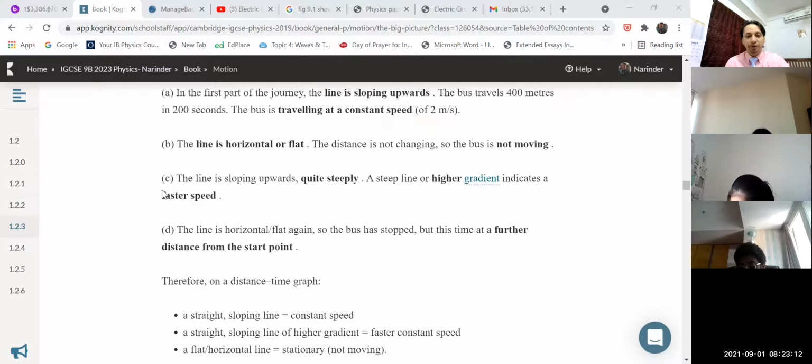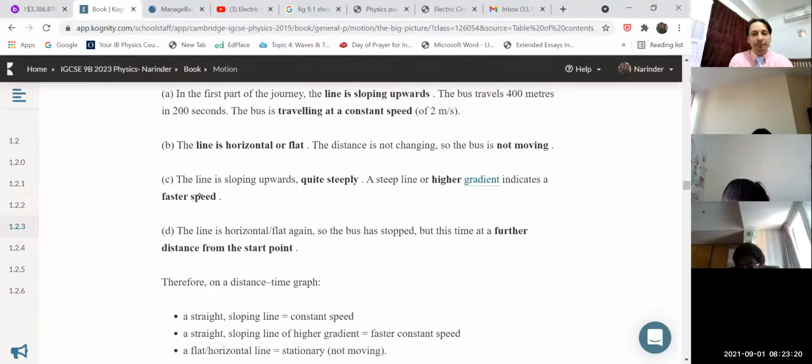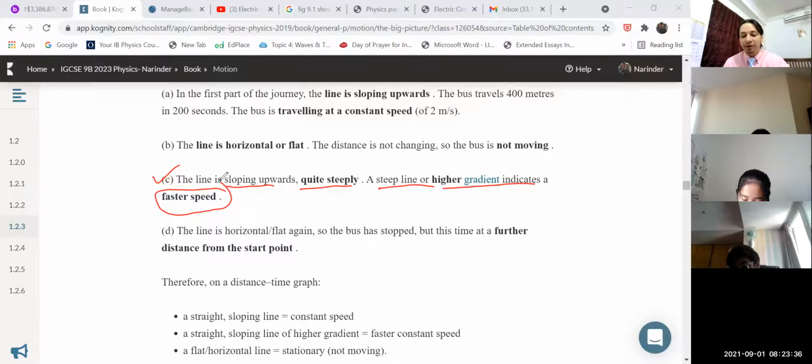And now let me go down here to show you point number 4.C, what they have mentioned here. The line is sloping upwards quite steeply. A steep line or higher gradient indicates a faster speed. Now the car has increased its speed when it reached the time interval of 400 seconds, meaning after 400 till 600, the car moves at a speed of 5 meter per second.